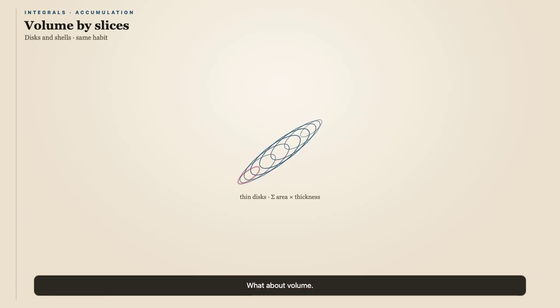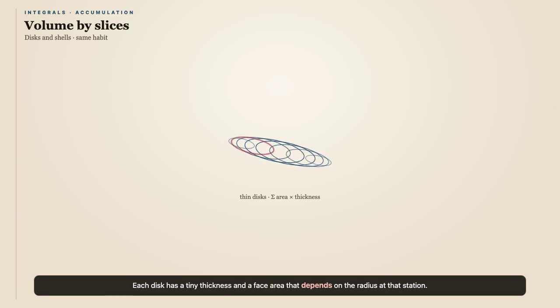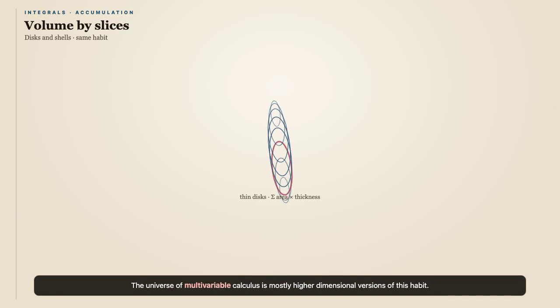Now about volume: spin a region around an axis and you generate a solid. One classic method slices the solid into thin disks or washers. Each disk has a tiny thickness and a face area that depends on the radius at that station. Sum the disk volumes and you have the solid's volume. Another method uses cylindrical shells. Different slicing, same integral philosophy. Accumulation of thin pieces. The universe of multivariable calculus is mostly higher dimensional versions of this habit.